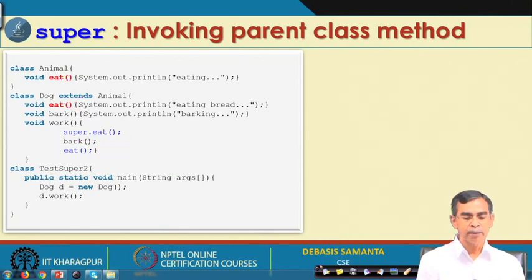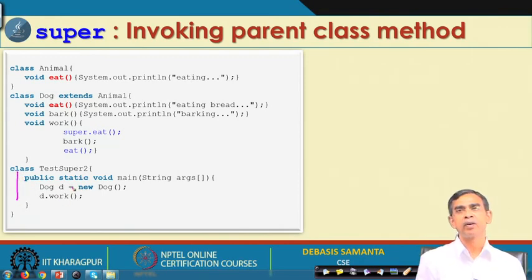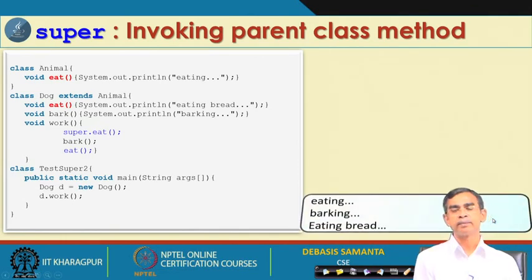So, using this super method we can refer that this method belongs to whether it is a superclass method or belongs to the subclass method if it is overridden. And this is an example of this one, very simple, you can understand. The dog object is created, and if we call d dot work, you can guess what output it should give you.